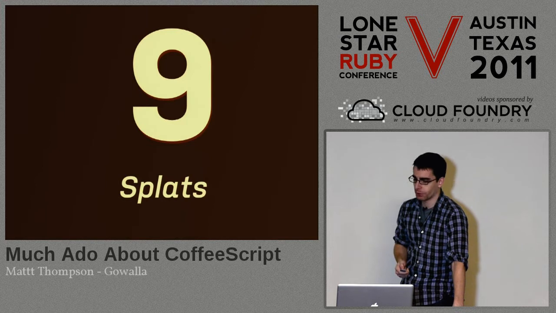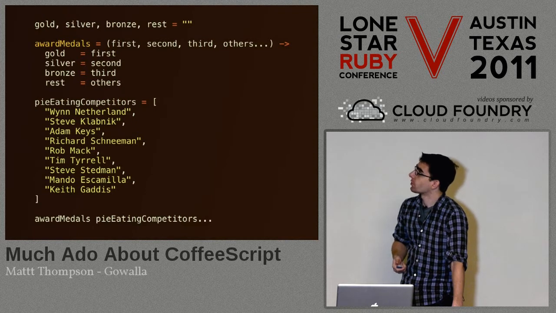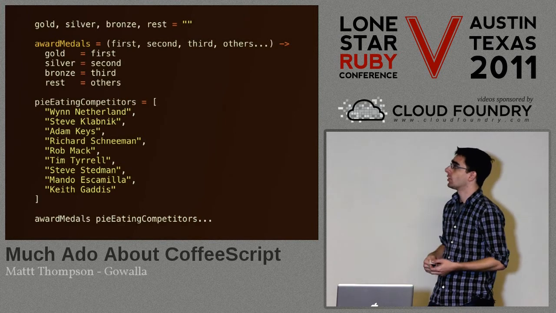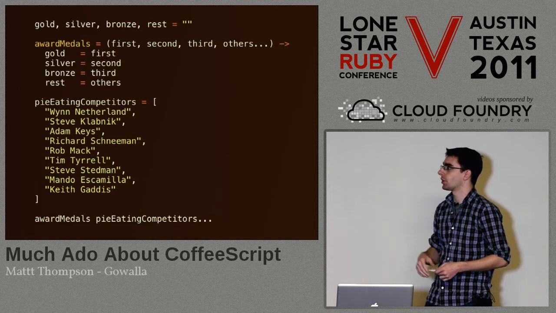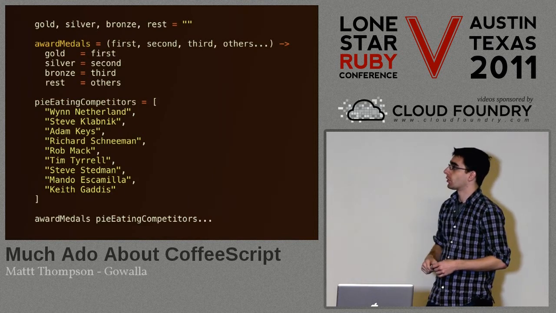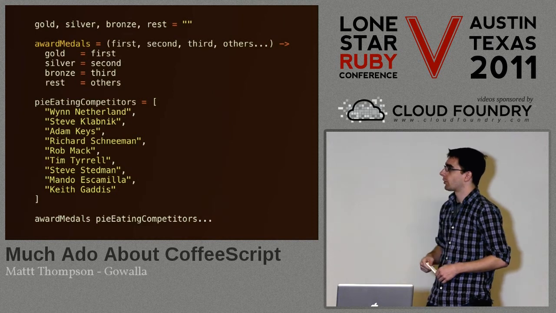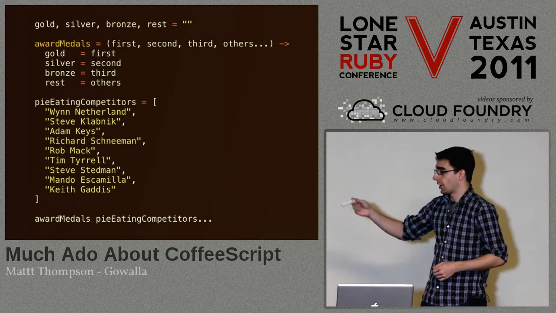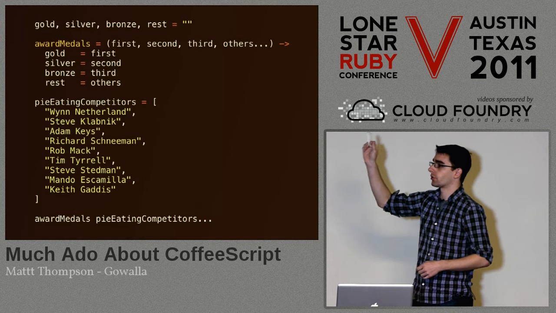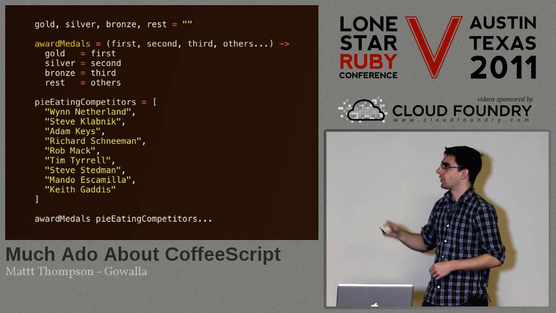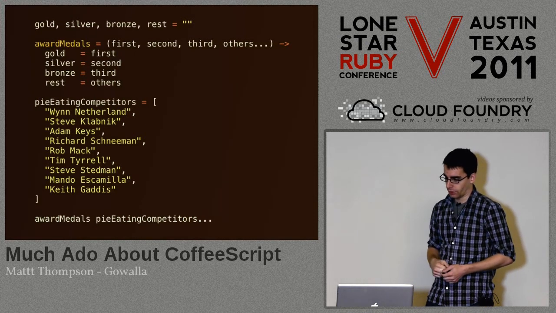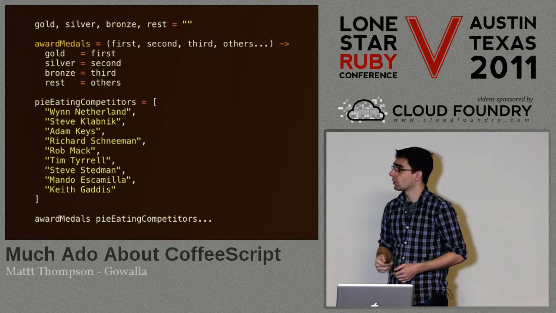Splats, variable length arguments. Again, we use the asterisks in Ruby; in CoffeeScript we're going to use this ellipses thing. In this case, this is a really long example, but basically we're going to define a function, this award medals thing. So we have first, second, and third place, and then everybody else. In a pie competition, if we have our competitors, in this case an array of all these nice people, and we award medals to the pie-eating competitors and apply the splat, the ellipses at the end, that's going to accord itself with the rest of the arguments. In that case, Win, of course, gets the gold. Go Win. Silver to Steve. And Adam Keys, the bronze. Everybody else, good luck. Try again next year. So we have splats. Pretty nice.